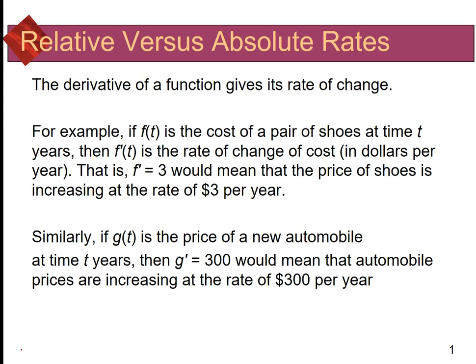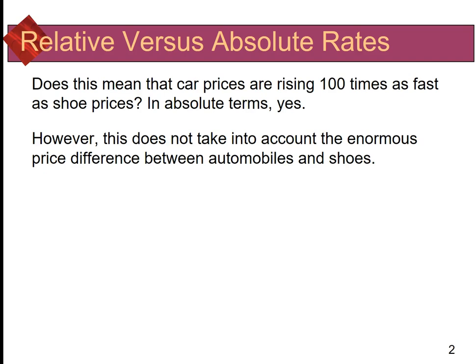When we found derivatives for many circumstances, particularly where time was involved, we were typically finding what was known as an absolute rate of change. The problem is if I compare absolute rates of change, if I'm trying to find the effect of inflation on several different products, like here, for instance, automobiles versus shoes. Shoes are increasing at a rate of $3 per year, say, and automobiles are increasing at a rate of $300 per year. That makes it seem like automobiles are increasing 100 times as fast as shoe prices.